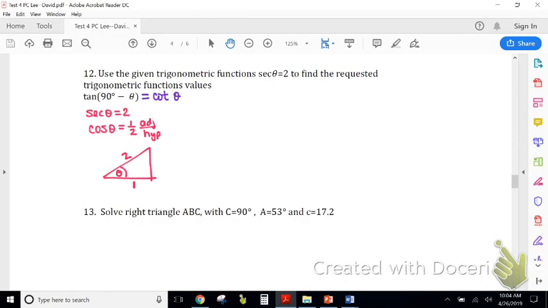All right. Well, using adjacent, hypotenuse, and opposite, if we're looking for cotangent of theta, we know that that's equal to adjacent over opposite, right? So we already know adjacent, but we don't know opposite, do we? So how can we find opposite? Yeah, Pythagorean theorem. A squared plus b squared equals c squared. And so I'm just going to label that A. So we're looking for side A.